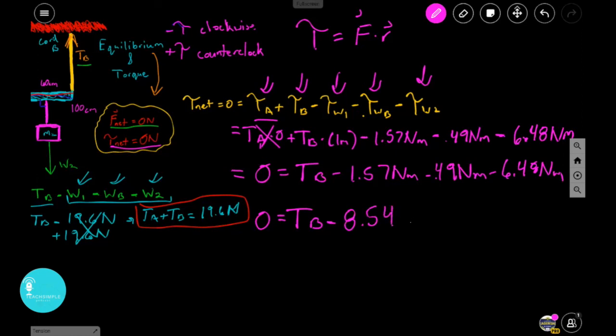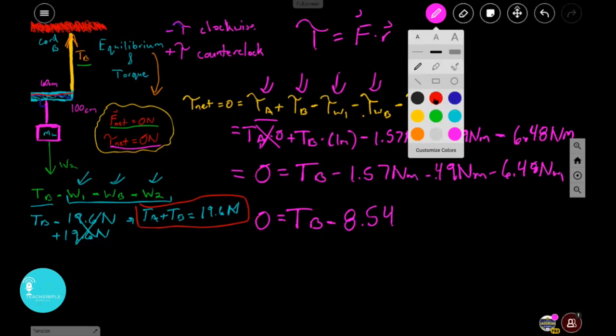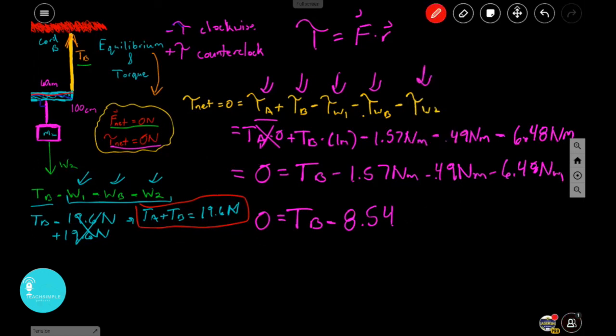Okay, and you can see here that I have another equation. So the key point when you're solving for tension in equilibrium is you want to create at least 2 equations that have one of the other variables, and you can just do the algebra to solve for the other. So we can see here that TB is equal to 8.54 newtons. And all I have to do is plug that into this equation to figure out TA.